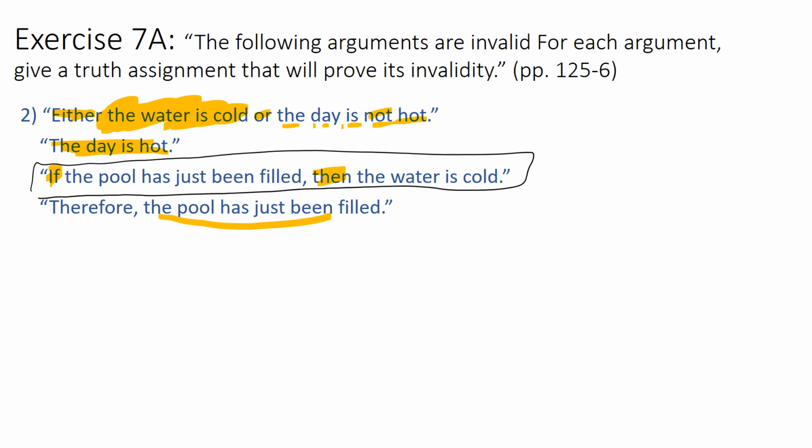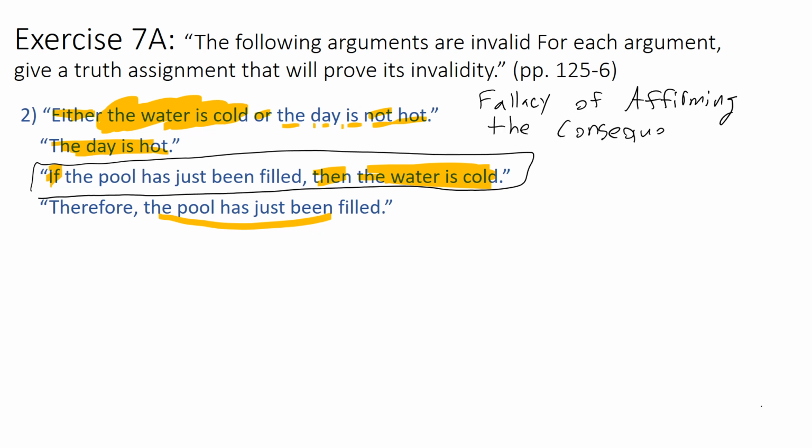We know that. So the argument really hinges on this third premise here. If the pool has just been filled, then the water is cold. We know the water is cold, but could we then say the pool had just been filled? So we really have the fallacy of affirming the consequent. So that's really at the heart of what makes this argument invalid. Okay, just by thinking about it. But let's actually do a truth assignment here to also show that this is indeed an invalid argument.